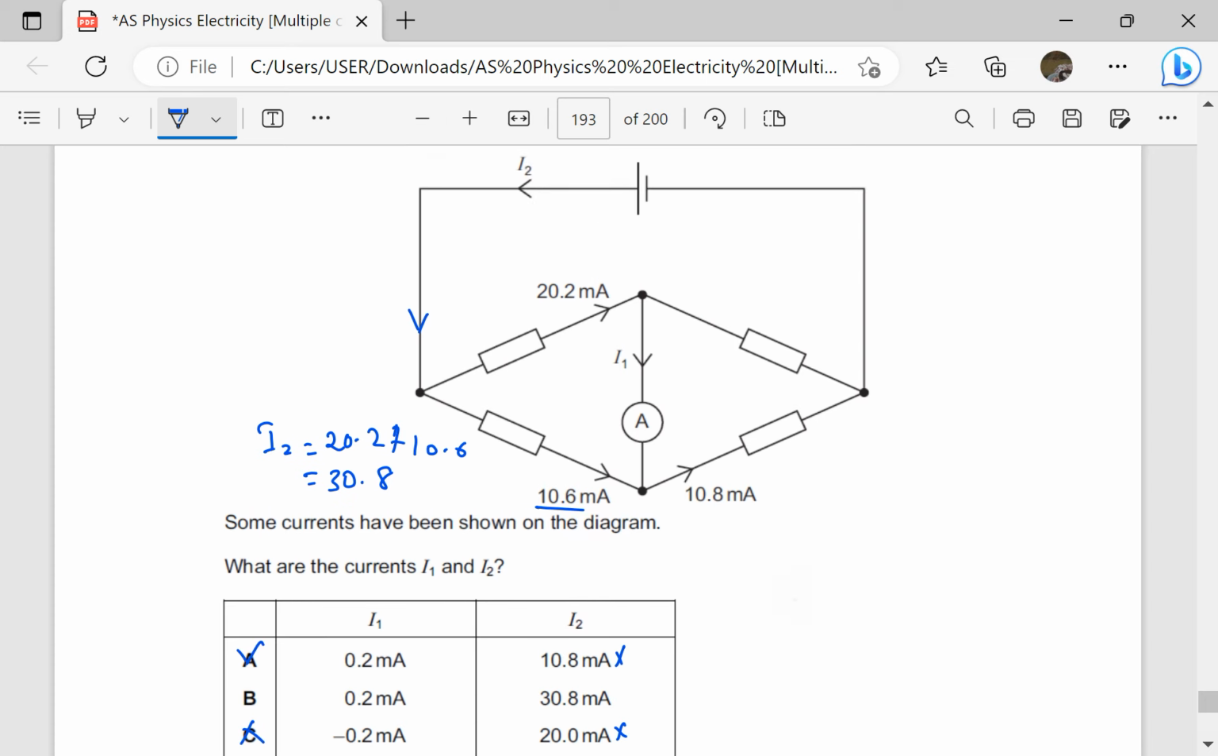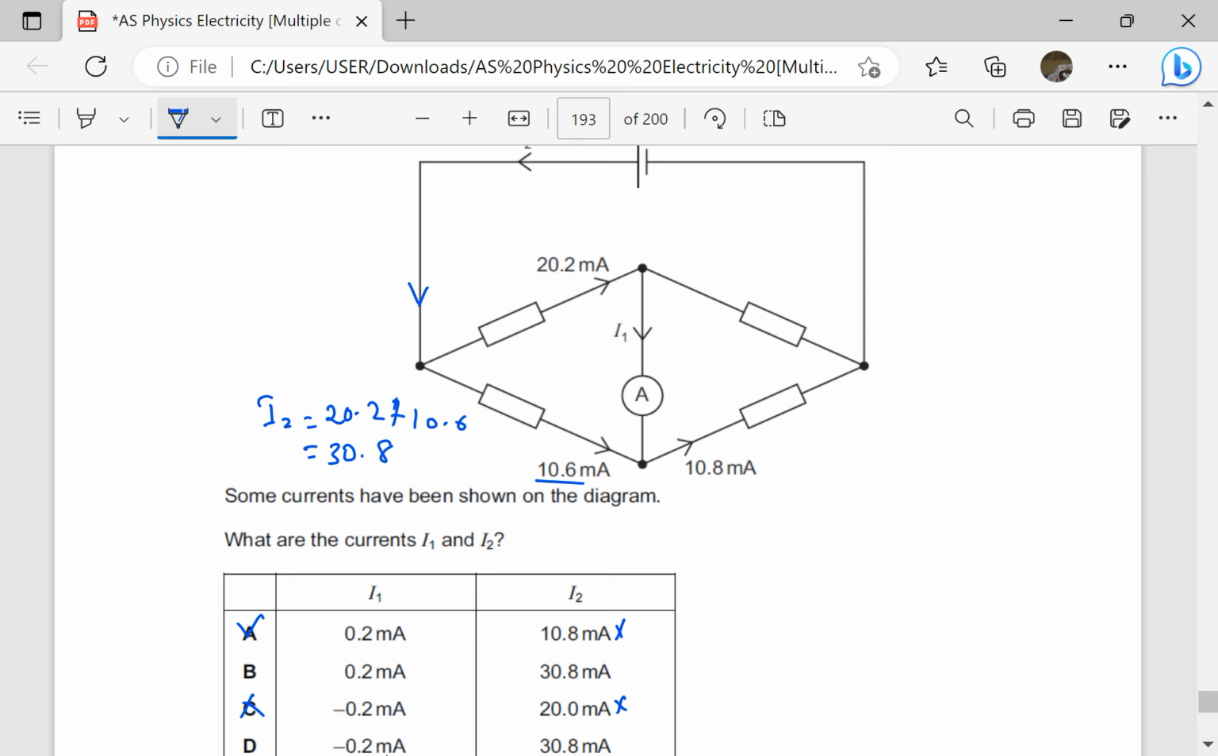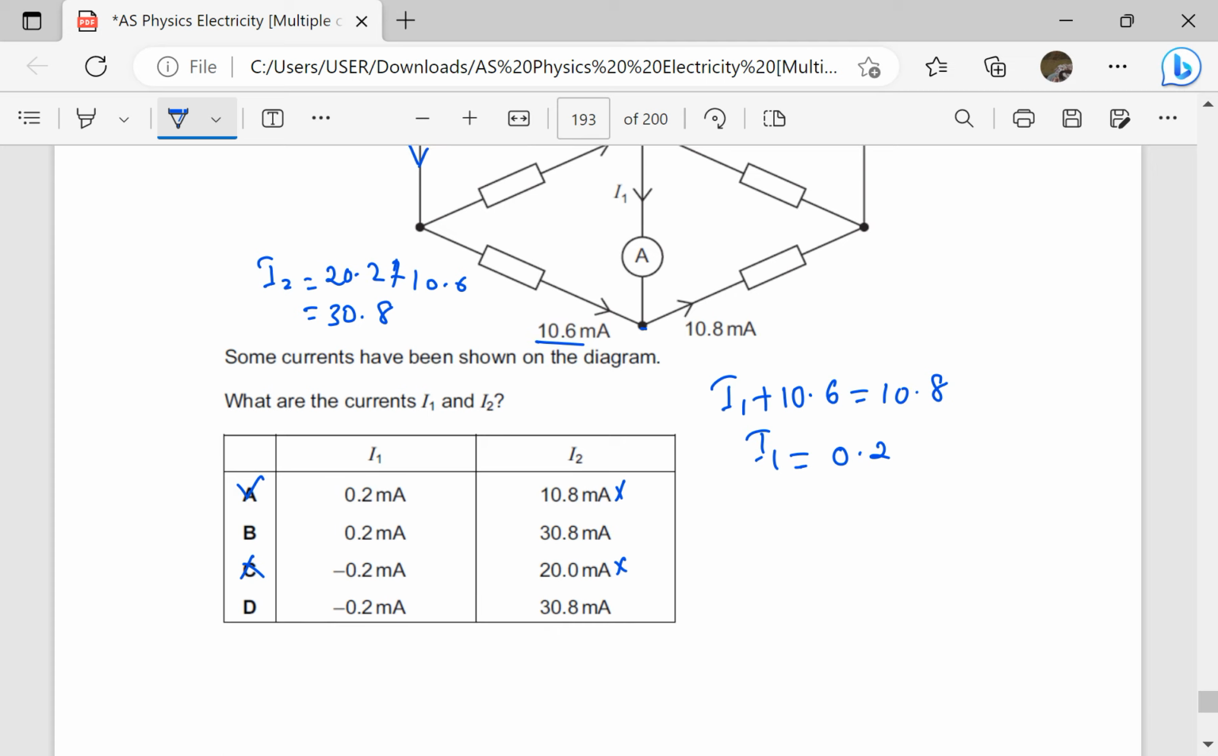Then I1 enters this junction, 10.6 enters that junction, 10.8 leaves. So again, Kirchhoff's first law. I1 plus 10.6 should give us 10.8. So it means I1 is equal to 10.8 minus 10.6, which is 0.2 milliamperes. So our answer here is going to be 0.2 I1, 30.8 I2. So the answer is going to be B.